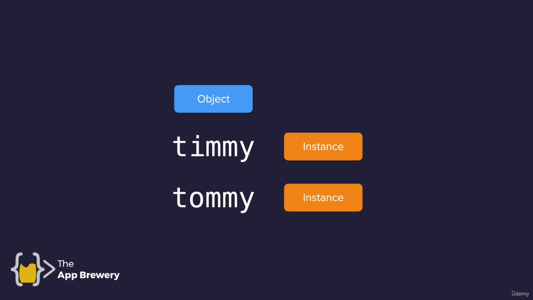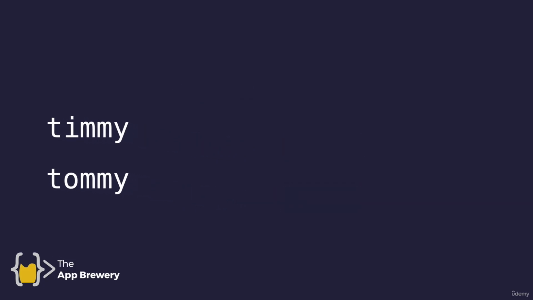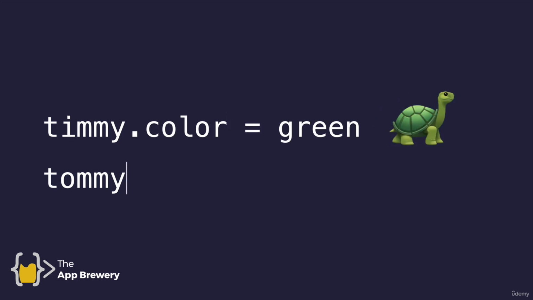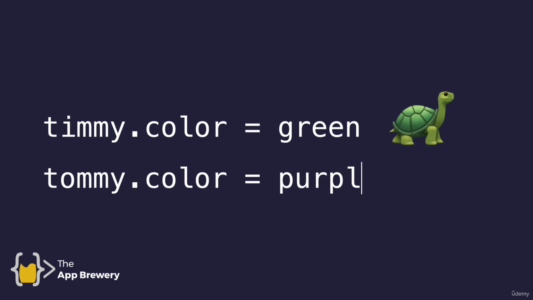So what does that mean? Well, that means that they're each an example of the turtle object. So just as you and I are both examples of human objects, Timmy and Tommy are both examples of turtle objects. And that means that at any moment in time, they could have different attributes and they could be doing different things. So that means, for example, Timmy could have its color set to green, while Tommy could have its color set to something completely different, like purple.